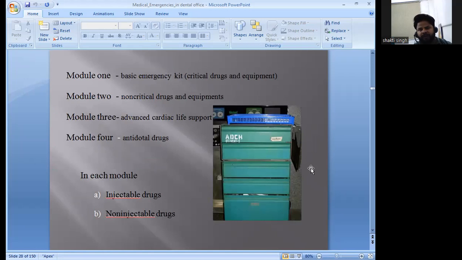Now this is how, as you can see in the image, is a basic kit, which is further divided into 4 modules. Module 1 is the basic emergency kit, which consists of the critical drugs and the equipment. Module 2 contains the non-critical drugs and the equipment. Module 3 has advanced cardiac life support, and module 4 has antidotal drugs. In each module, there are both kinds of drugs, injectable as well as non-injectable drugs.